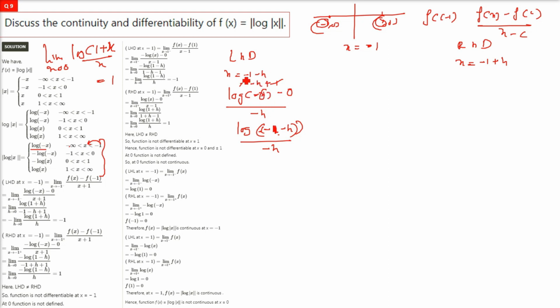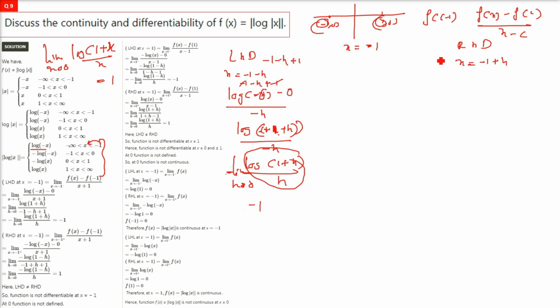Log 1 plus h, so this is log(1 plus h) divided by negative h. So negative, you can just take outside. It will be log(1 plus h) by h, and you can just apply that rule or theorem. So log(1 plus h) divided by h, you can just have a negative in front. Limit h tends to 0. Please remember, limit h tends to 0, you have to write at every step. Log(1 plus h) by h is going to be 1, and the negative is already outside, so it is going to be negative 1.